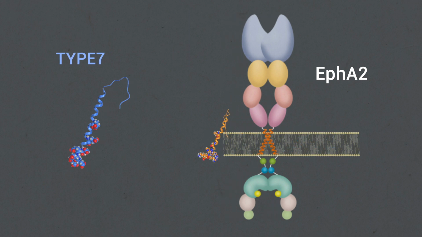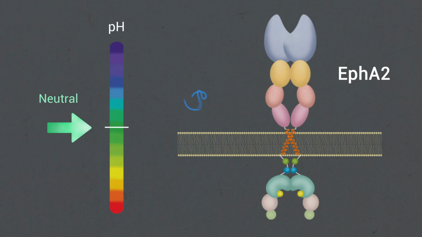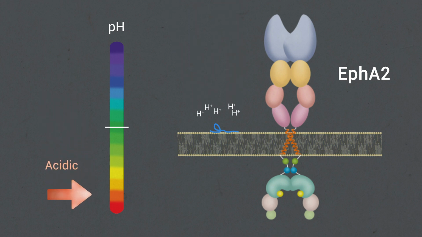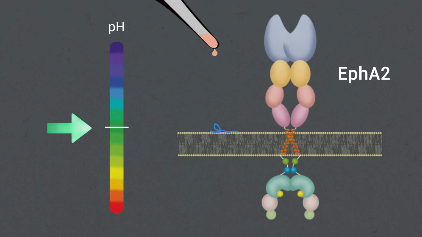Type 7 is a peptide obtained by adding glutamic acid residues to the sequence of the transmembrane domain of EphA2. Type 7 is highly soluble and interacts with the surface of lipid membranes at neutral pH, while acidity triggers protonation of the glutamic acid residues, which causes transmembrane insertion. Type 7 works as a conditional transmembrane domain where membrane insertion is triggered by a pH drop.